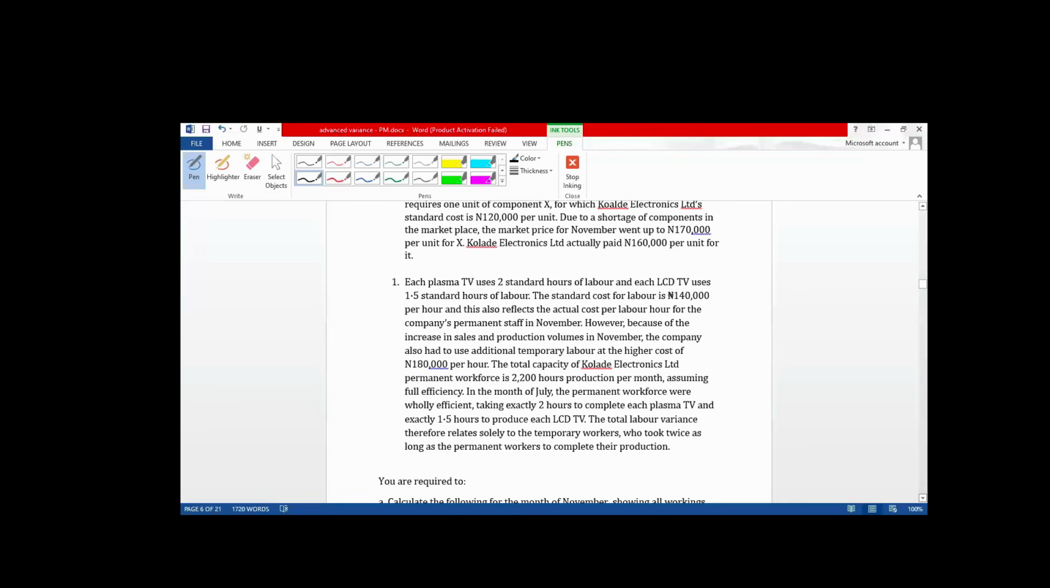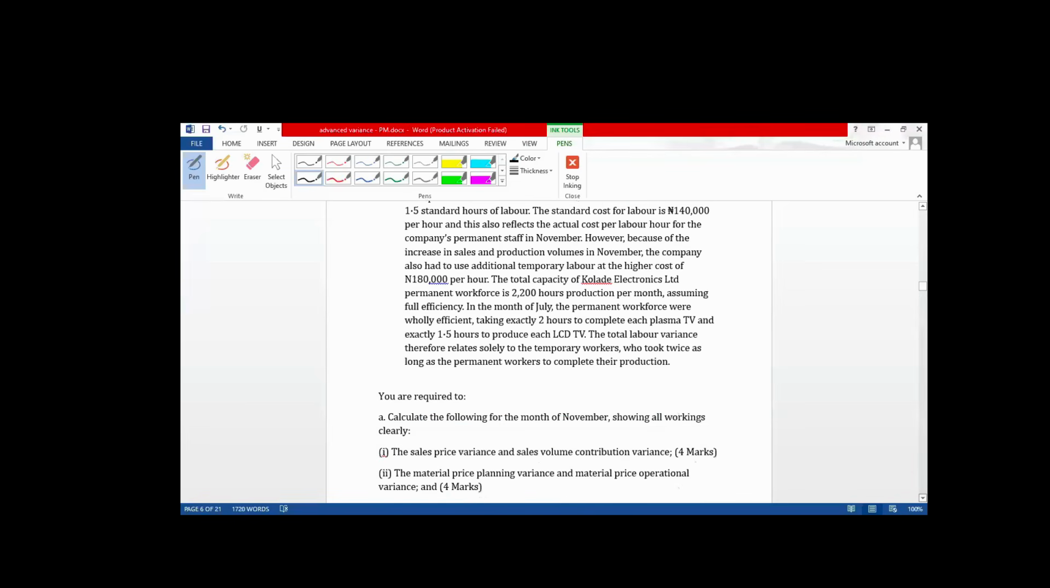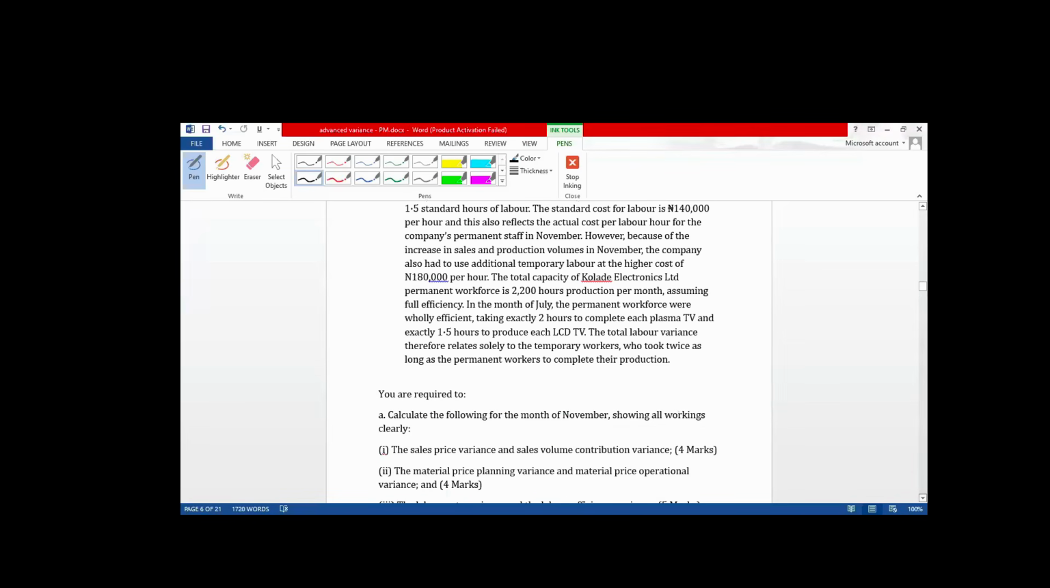In the exam, keep your head straight. You are given a question on variance. Study the formula we have discussed. Let's go to requirement A. The question may be long, but keep your head straight in the exam, meaning remain focused.